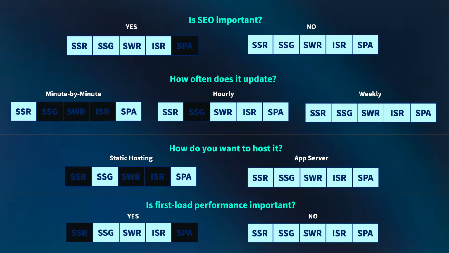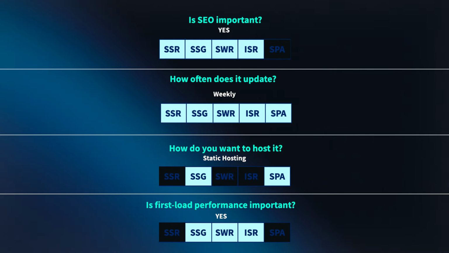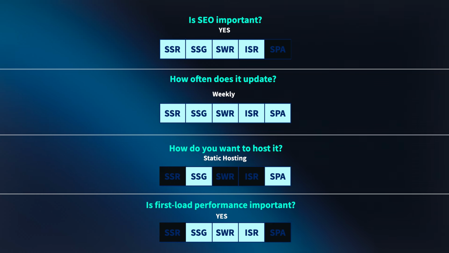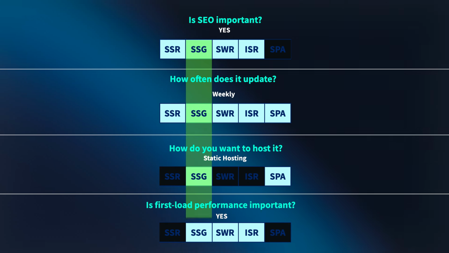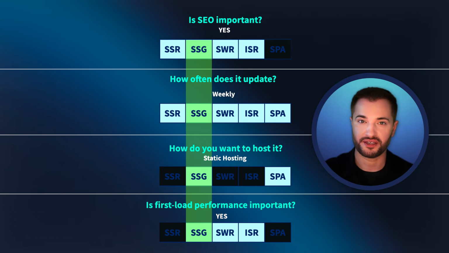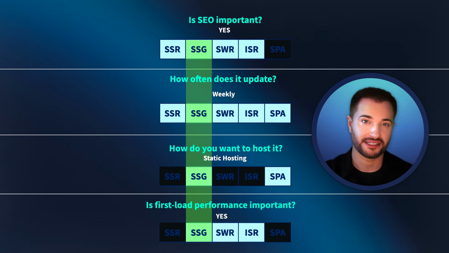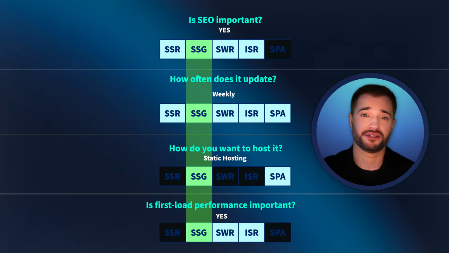If we look at our use case with the Vue Mastery platform, we are a content site where SEO is important, updates are made weekly, static hosting is preferable, and first load performance is definitely important. So therefore, an SSG would be a good fit for us. Alternatively, you could argue for a hybrid approach, where all of our content is statically generated as SSG or otherwise, and then the user dashboard is SPA, and so on.